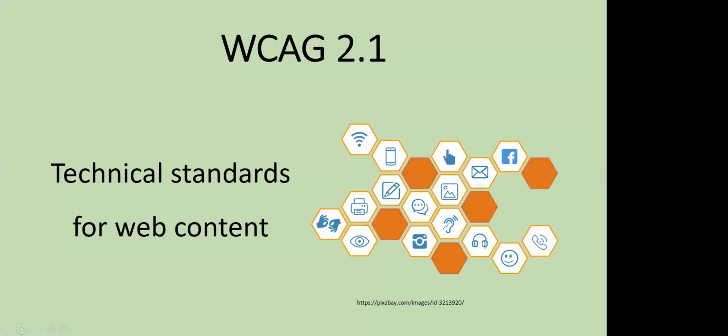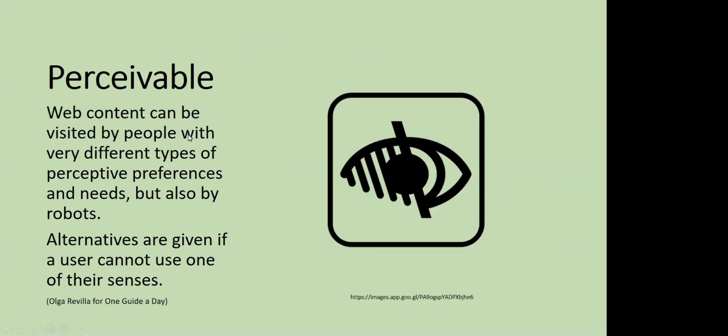And so again, what perceivable means is that if I have an alternate ability to perceive or take in information, my site or the content that I'm delivering can be perceivable. And that's not just strictly from the student, but also robots. Basically what that means is that people's assistive technology can perceive the content, and that alternatives are given if a user cannot use one of their senses.